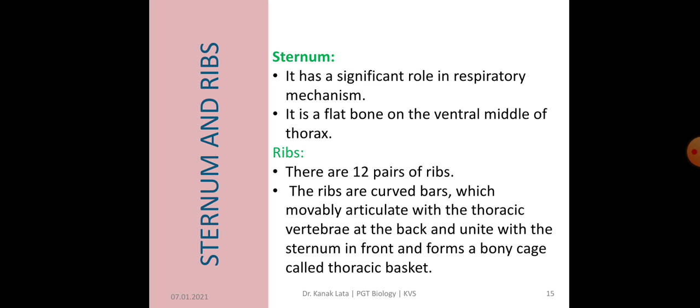Now the next topic is sternum and ribs. The sternum is a long, narrow, flat vertical bone in the middle of the front wall of the chest or thorax. It plays a role in respiratory mechanism also. The ribs are curved bars and 12 pairs in number. They movably articulate with the thoracic vertebrae at the back and unite with the sternum in front and form a bony case called thoracic basket.